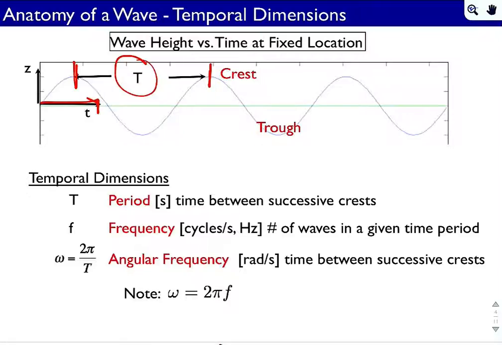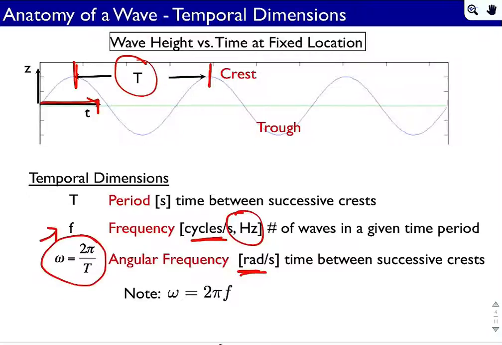And we also have frequency, which is the number of waves in a given time period. So that's 1 over T. That has dimensions of cycles per second, which we also call hertz. And then we have the angular frequency, omega, which is 2 pi over T. And this is radians per second.